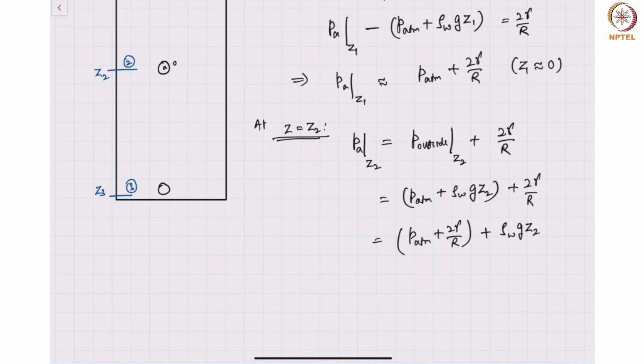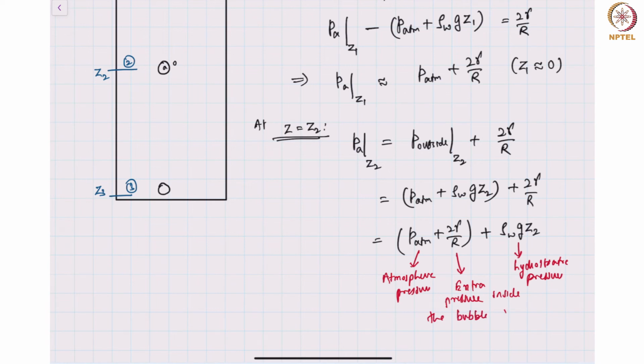rho g z2. So now you can say this part is atmospheric pressure, and this is hydrostatic pressure. And this little region here is because of extra pressure inside the bubble due to surface tension.